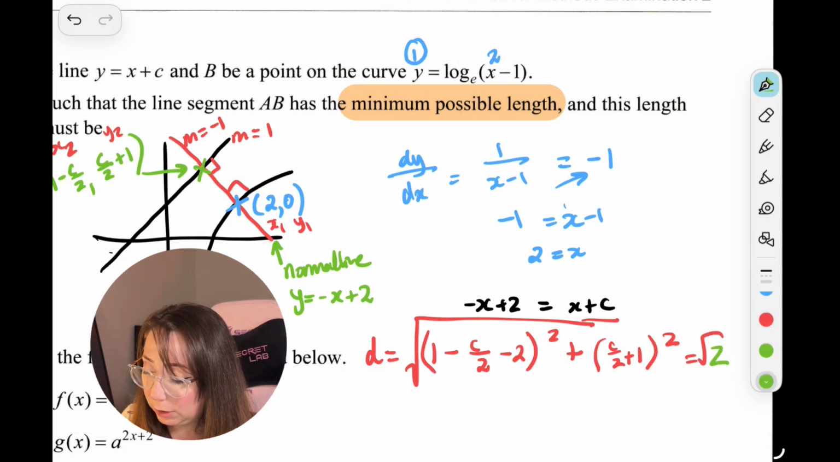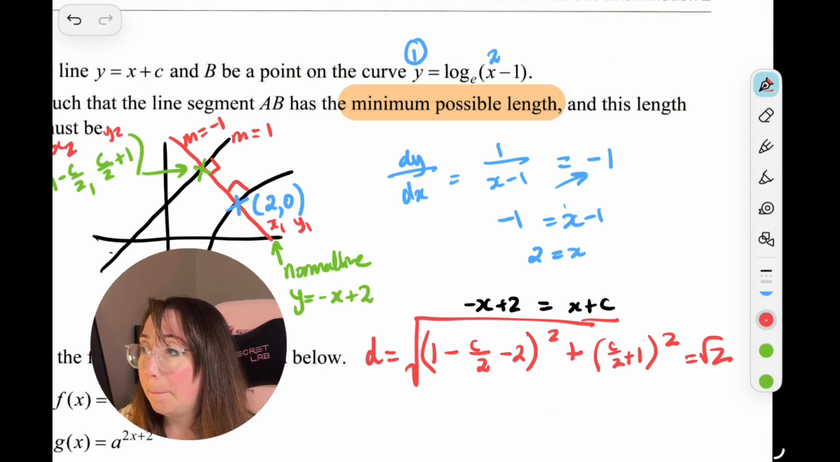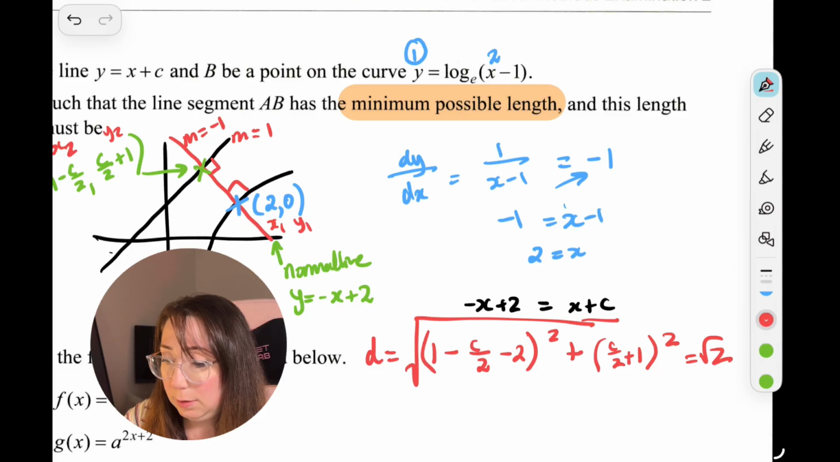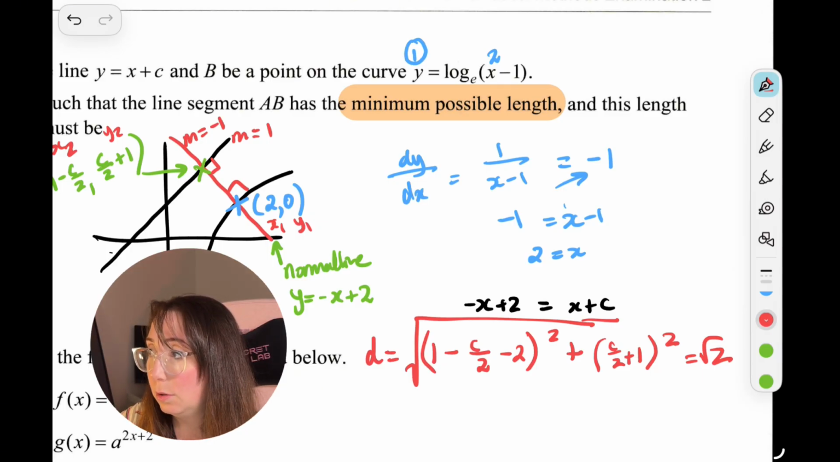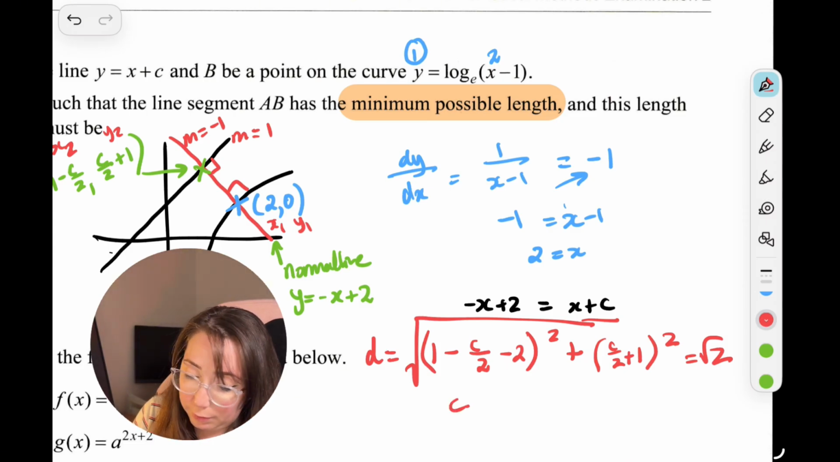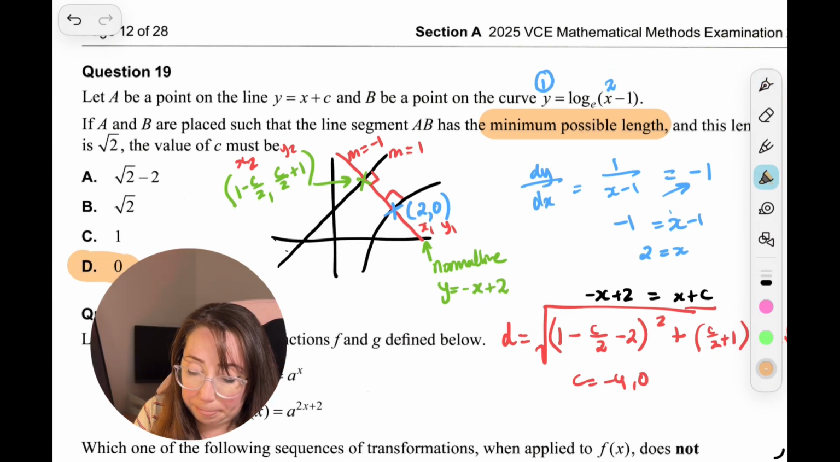We just want that to equal root 2. So I'm going to go ahead and just solve that on my CAS. So that'll be 1 minus c on 2 minus 2 squared plus c on 2 plus 1 squared equals root 2. Oops, classic, minus c. There we go. So we get c is -4 or 0, and out of all the options, we can only see that c is equal to 0.